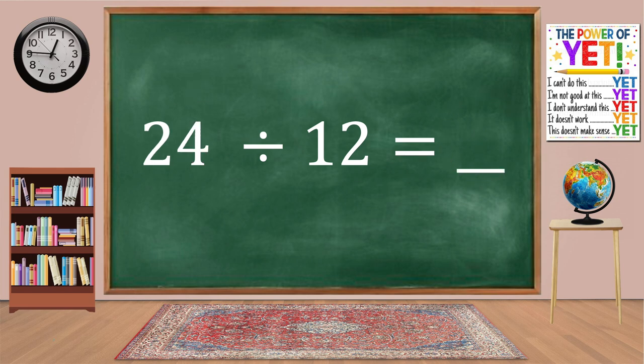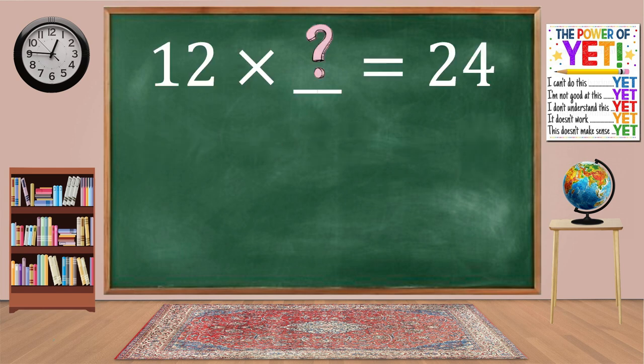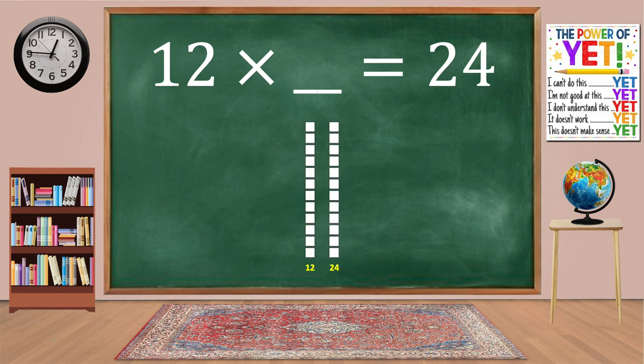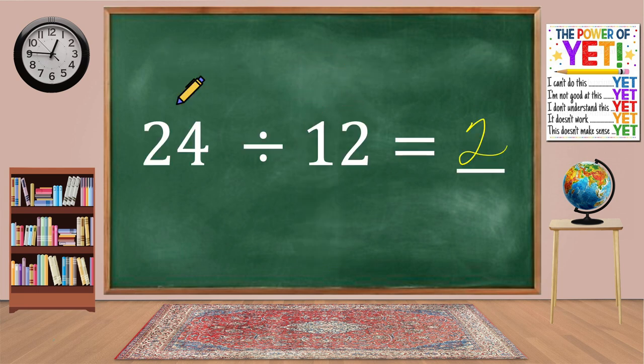24 divided by 12 equals blank. Our related fact is 12 times what equals 24? Skip count. 12, 24. We have two columns. 12 times 2 equals 24. 24 divided by 12 equals 2.